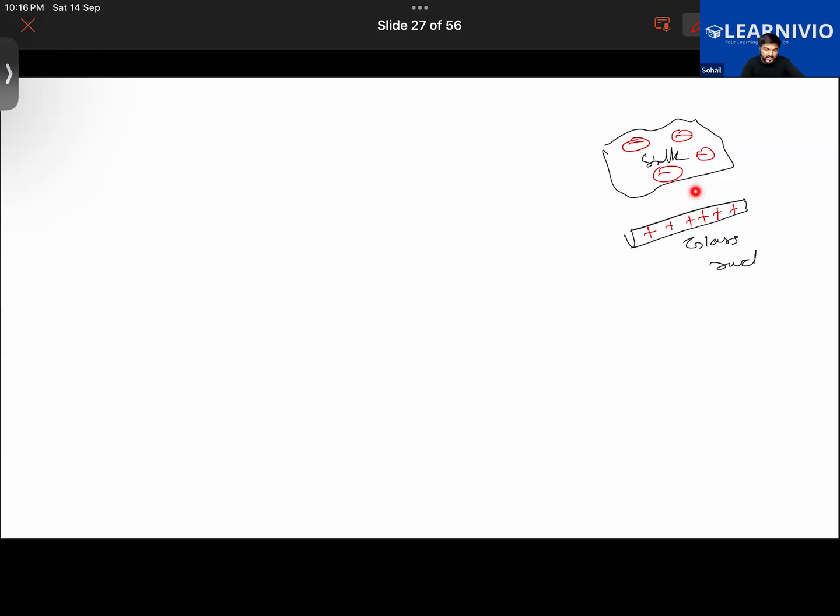Okay, now why? Here, because the electrons have moved from the glass rod to the silk cloth. That's what I have told you moments ago. When an object loses electrons, it becomes positively charged. When an object gains electrons, it becomes negatively charged.